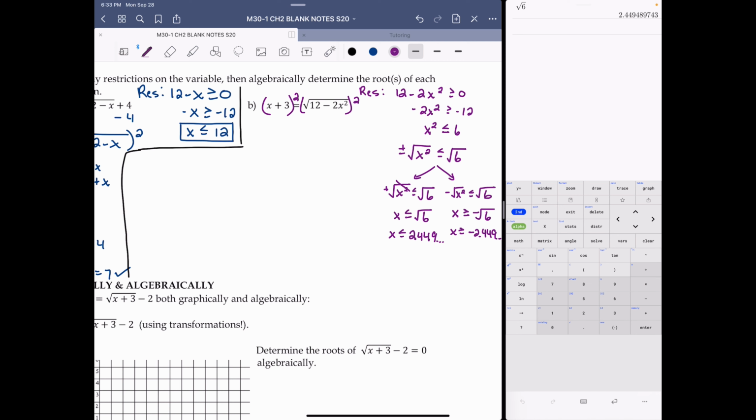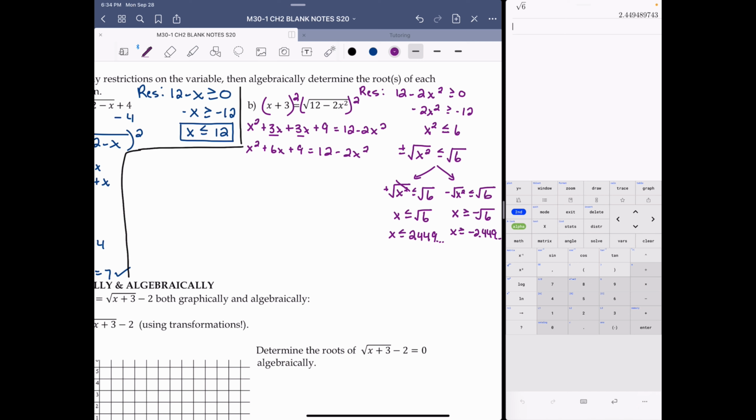Okay, so x times x is x squared. x times 3 is 3x. 3 times x is 3x, plus 3x plus 3x. And 3 times 3 is 9. Then it equals, we just got rid of the root sign, so we have 12 minus 2x squared. We want to combine like terms. x squared plus 6x plus 9 equals 12 minus 2x squared.